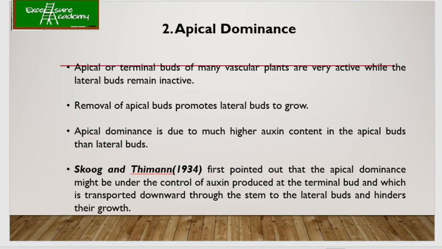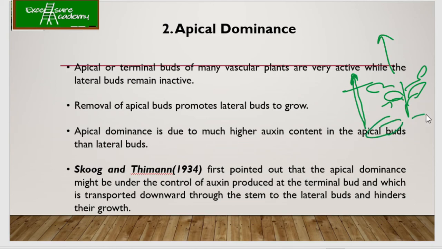Now, apical dominance. Apical or terminal buds of many vascular plants are very active, while the lateral buds remain inactive. If you remove the apical buds, what will happen? It is going to promote the lateral buds. What does it mean? If this is the apical portion of a plant and you cut it, then lateral buds will form. It is not going to increase in length like this, but many lateral leaves will be formed.